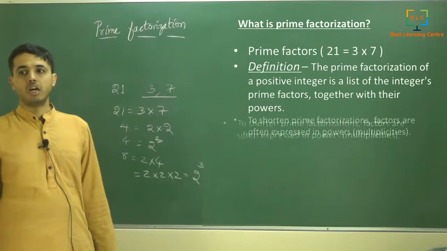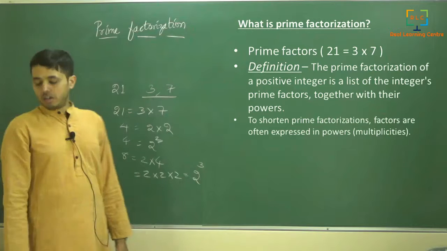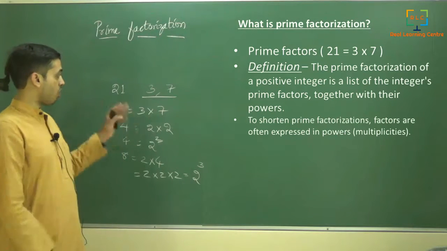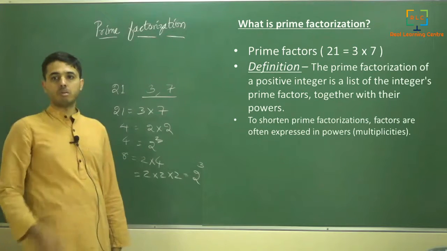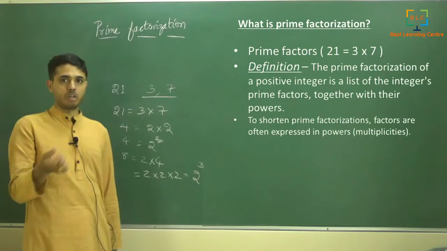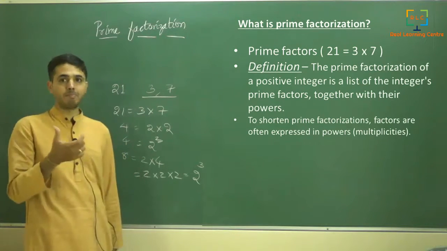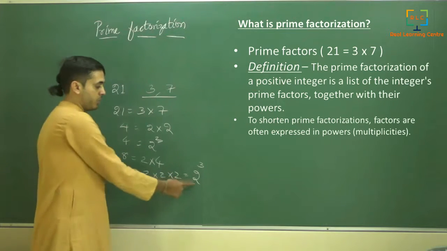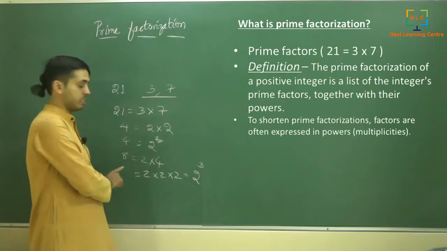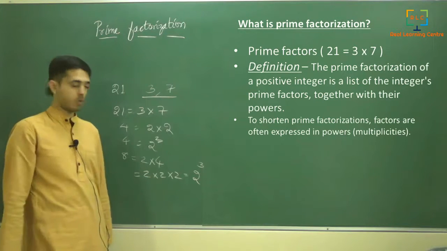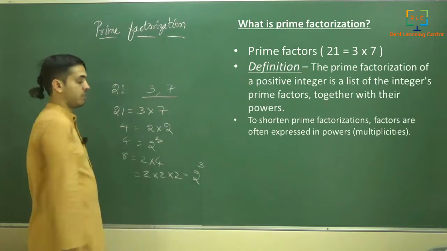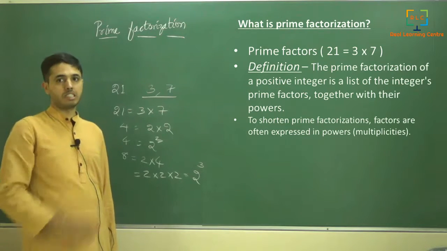So to shorten the representation, instead of writing 8 as 2 into 2 into 2, I use powers. Another word for powers is multiplicity, meaning how many times you multiply 2 to get 8. Here it is 3 times. So this is called power or multiplicity.